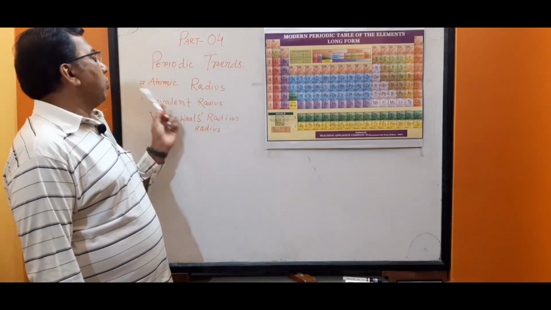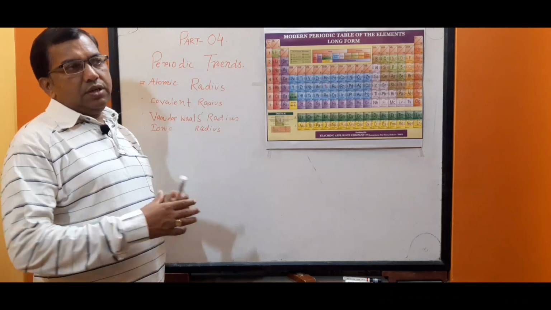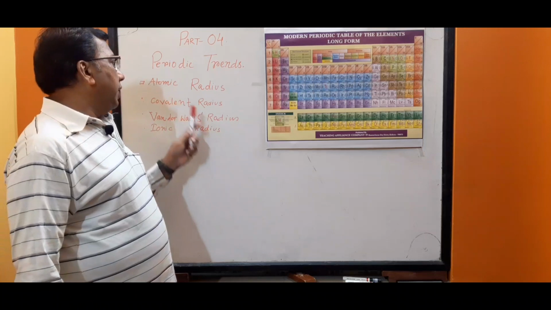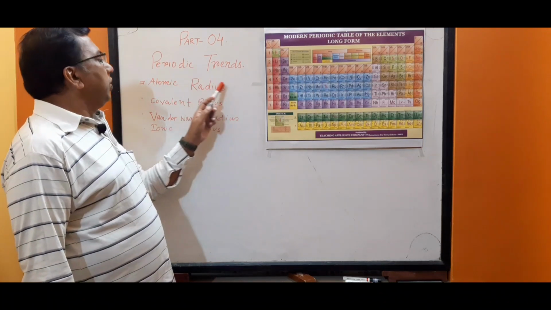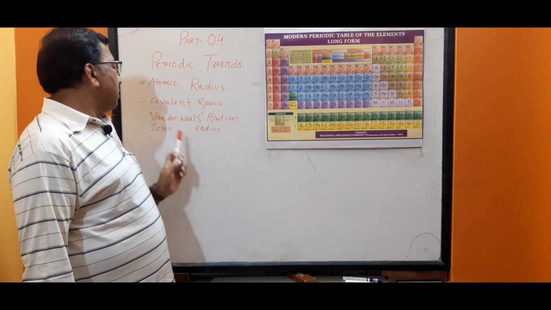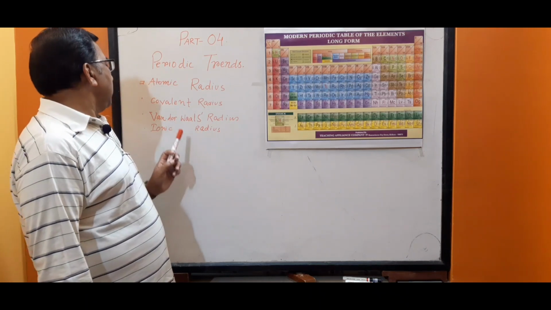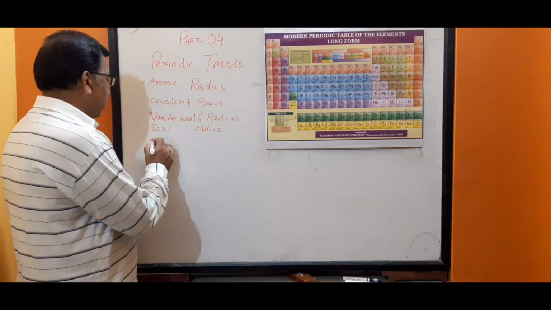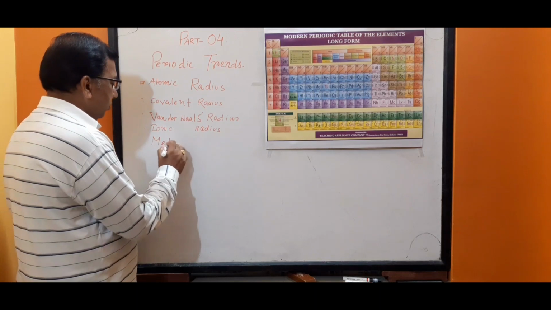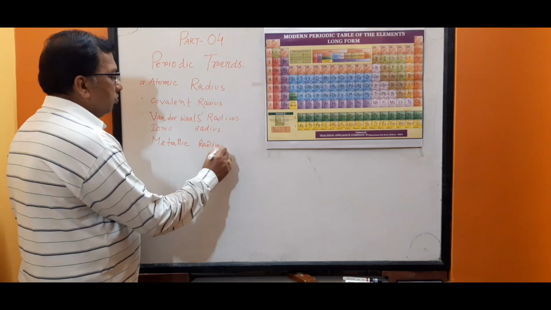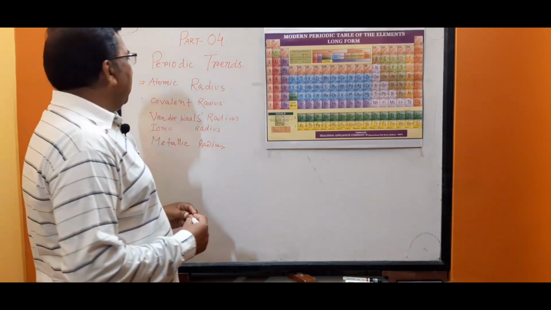It is the atomic radius, that is, the size of the atom. Atomic size depends upon this atomic radius, and in the atomic radius, the most important ones are the covalent radius, the van der Waals radius, the ionic radius, and the metallic radius. The metallic radius is also an important thing. So now I will discuss one by one. Okay.